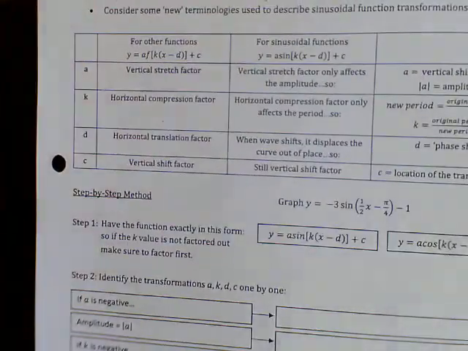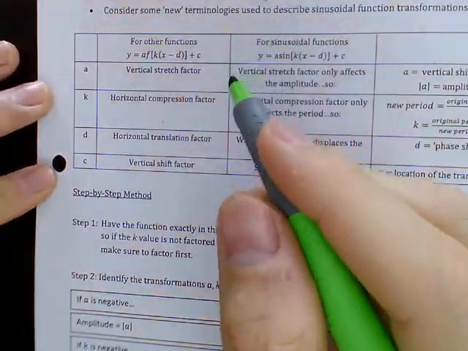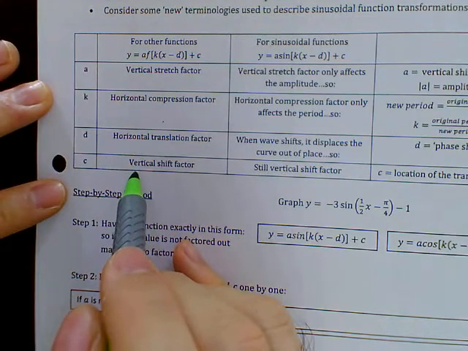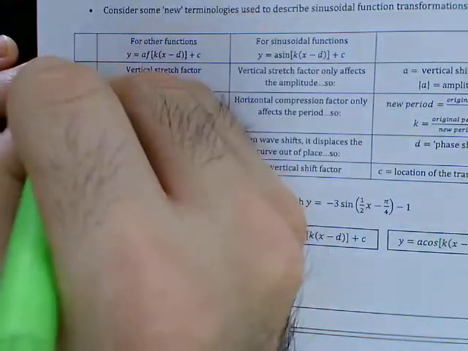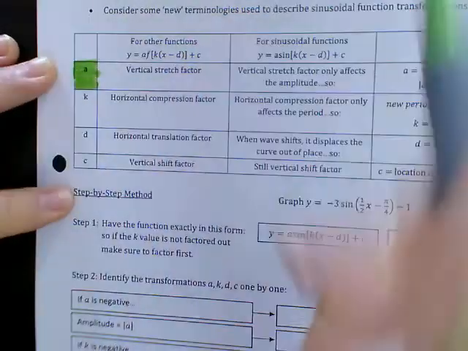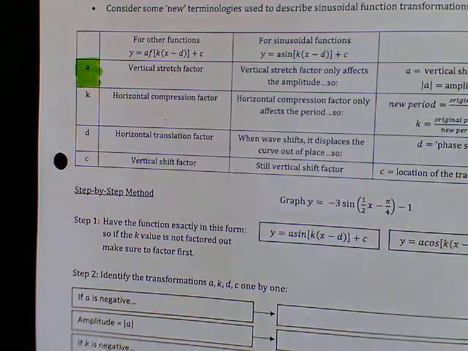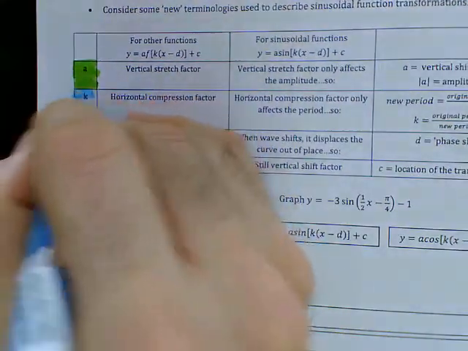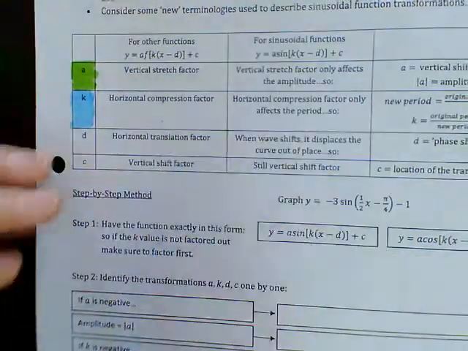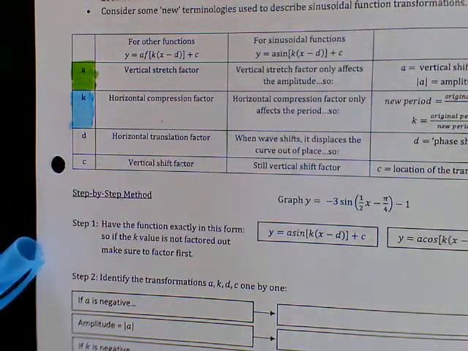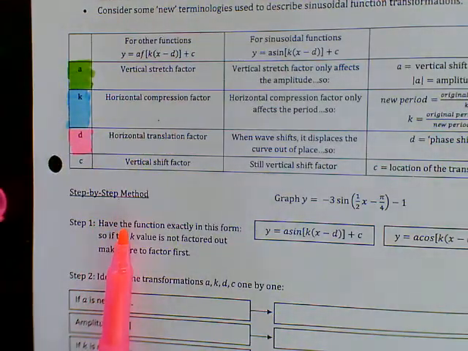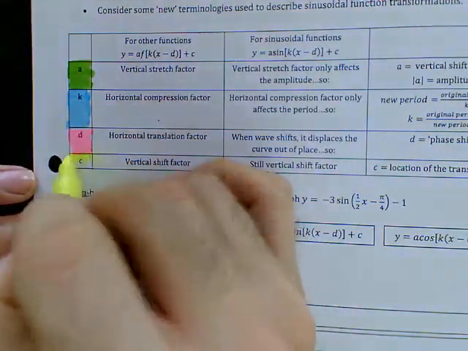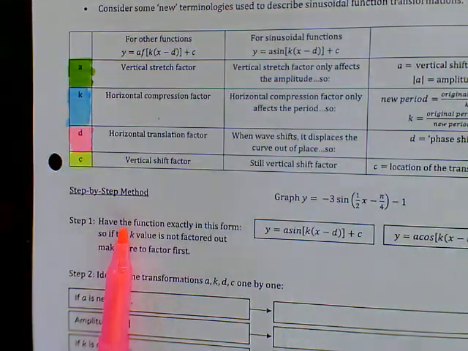Starting off, here are the colors I'm going to use for vertical stretch, horizontal compression, and shifts. Okay, so translation factor, shift factor, it's the same thing. Anything that's related to A, I'm going to use the color green. You can just follow along. Anything related to K, I'm going to refer to it using the color blue. And then D and C, it's not as important for now, because you typically do D and C at the same time, right? So there it is.